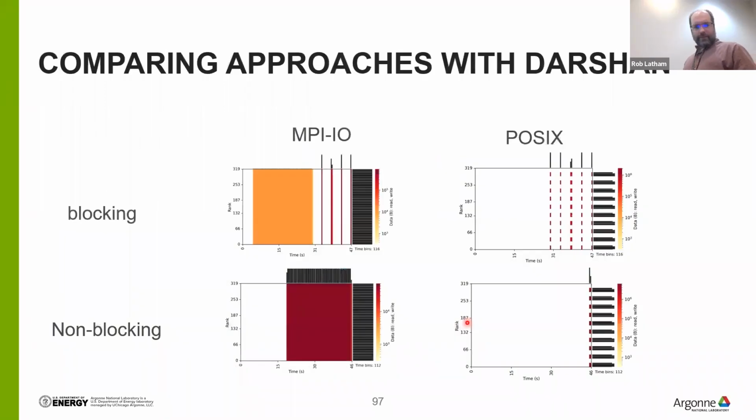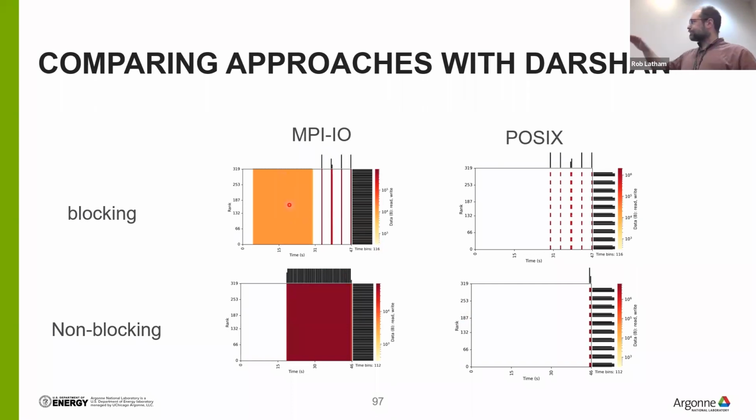So in this case, I would draw a couple of attentions here. I don't know what's going on with this big orange patch here. So for 10 seconds, something at the MPIO layer happened, and that seems like maybe there's a bug in the Darshan report here. I don't know of anything that would happen for 10 seconds in the MPI library. So I might do some investigating there about what's going on.